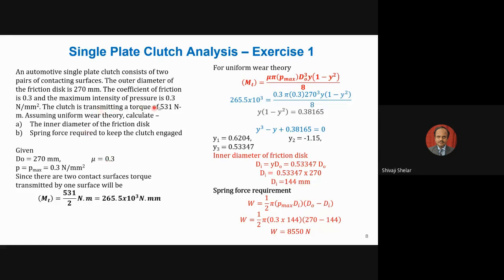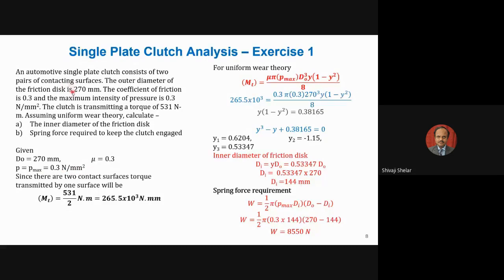Then maximum intensity of the pressure. Since we are going for uniform wear theory, there will be a maximum concept and an average concept. If it is uniform pressure theory, then it is average pressure, and if it is a uniform wear theory, then there is a permissible maximum pressure intensity, which normally happens at the inside radius or inside diameter. That value is given as 0.3 Newton per millimeter square. So small p or p max is equal to 0.3 Newton per millimeter square.